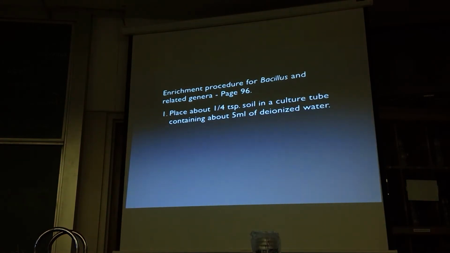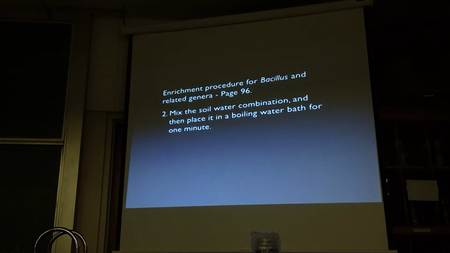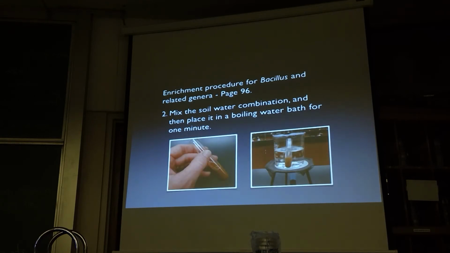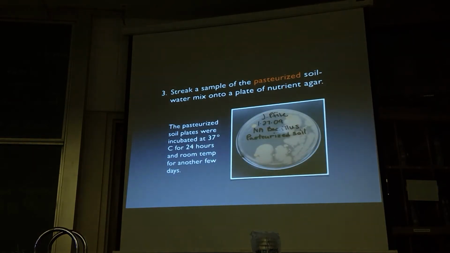The Bacillus organisms are endospore formers, so we put soil into some water and then we put it in a boiling water bath for 1 minute. This was pasteurization. The pasteurization process will kill vegetative cells, but it will not kill spores, endospores or exospores. So then what we did is took a sample of that liquid and put it on an agar plate.